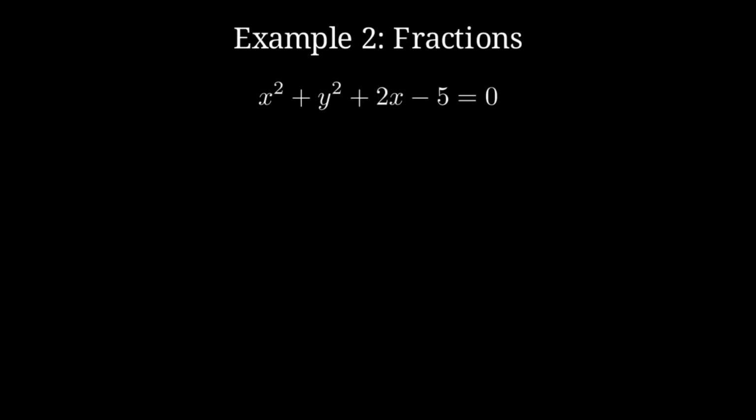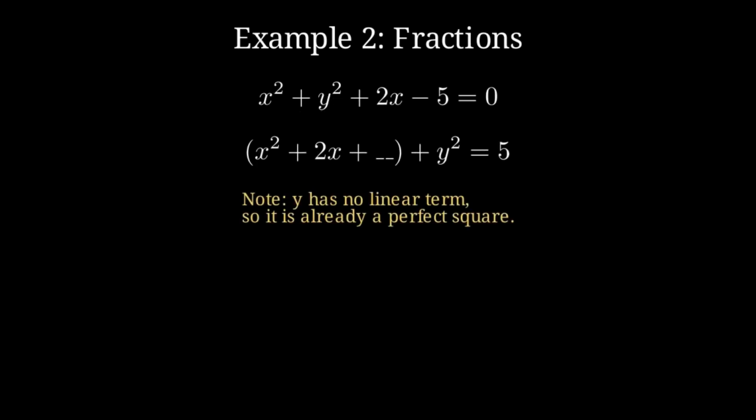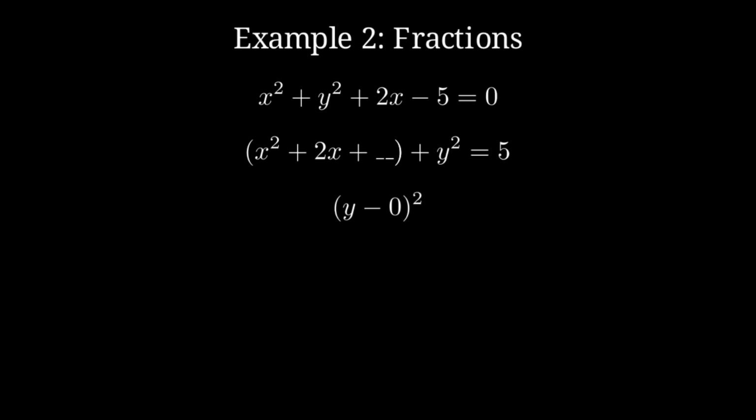Sometimes one variable is already a perfect square. In this case, y squared has no linear y term. This means the k-coordinate of our center is simply 0. We only need to complete the square for the x terms.